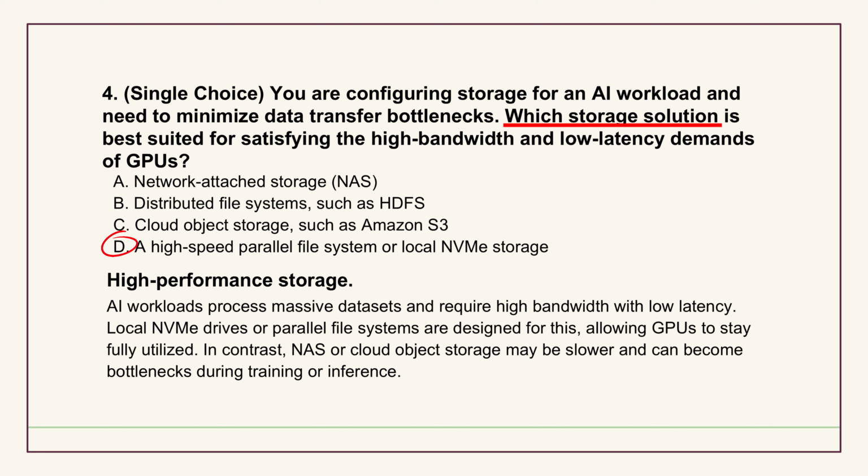Local NVMe is even faster, but then the storage is right on the compute node. That can create its own challenges for sharing data or managing it across a whole cluster. So it's a balancing act. You're trading off maybe ease of deployment and cost for that sheer performance. It's a trade-off that's becoming more and more necessary as AI models and data sets just keep getting bigger.